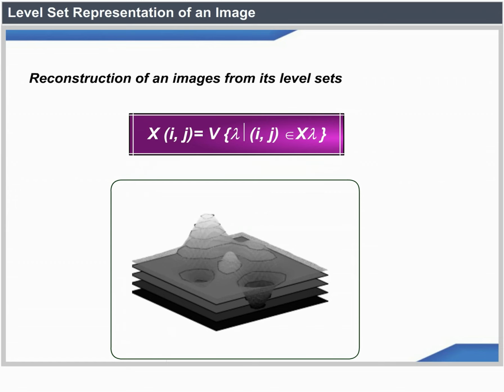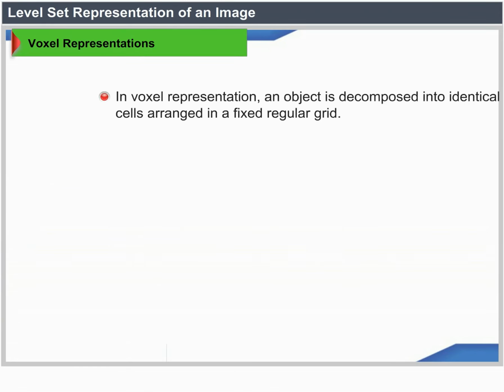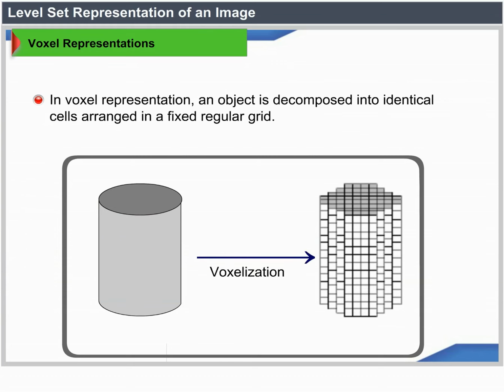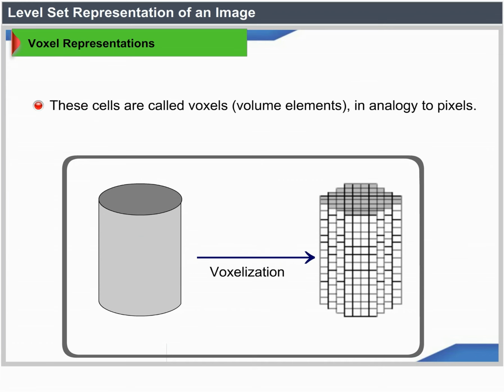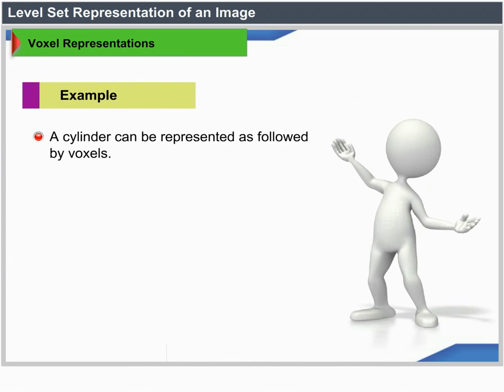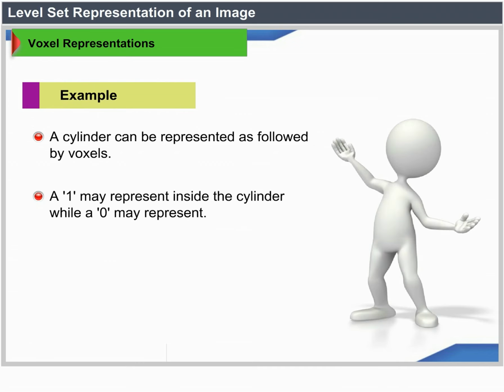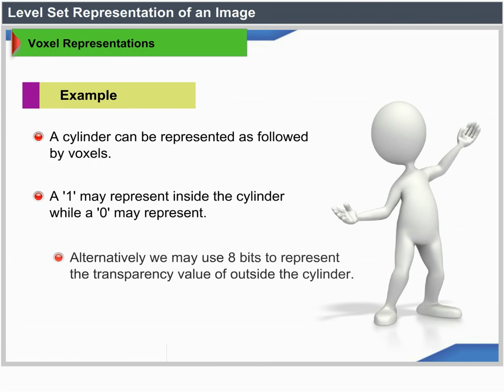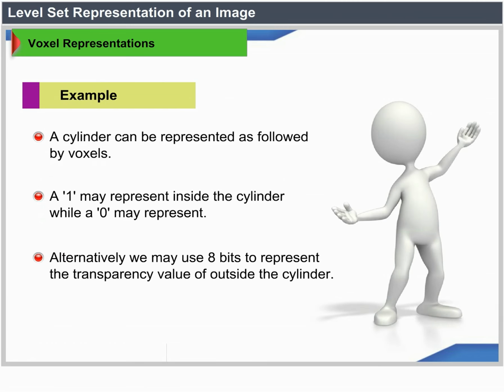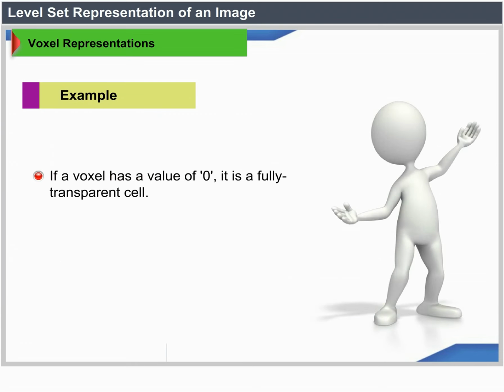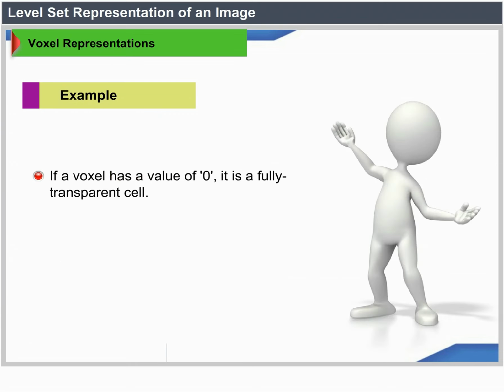Voxel representation. In voxel representation, an object is decomposed into identical cells arranged in a fixed, regular grid. These cells are called voxels, volume elements, in analogy to pixels. Example, a cylinder can be represented as follows by voxels. A 1 may be represented inside the cylinder, while a 0 may be represented outside the cylinder. Alternatively, we may use 8 bits to represent the transparency value. If a voxel has a value 0, it is a fully transparent cell. If a voxel has a value of 255, it is a non-transparent cell.